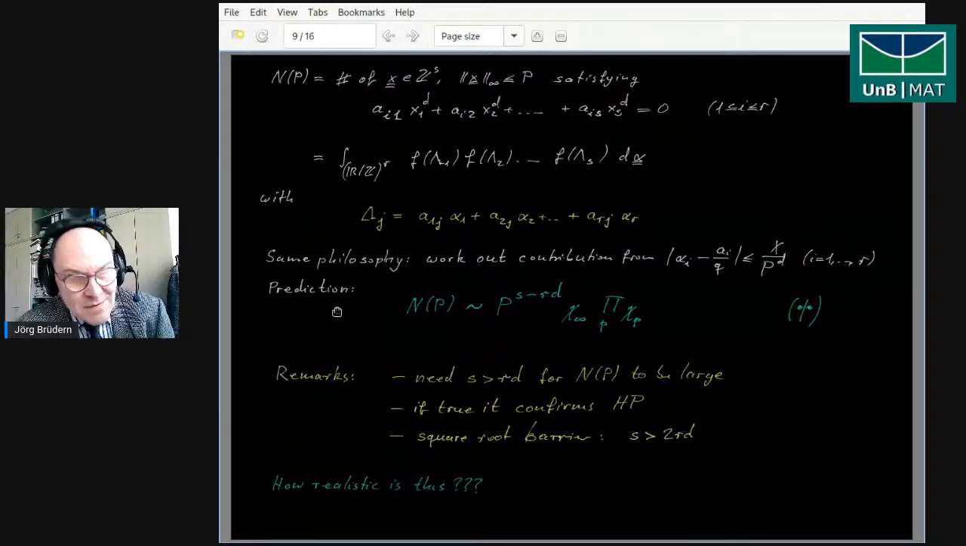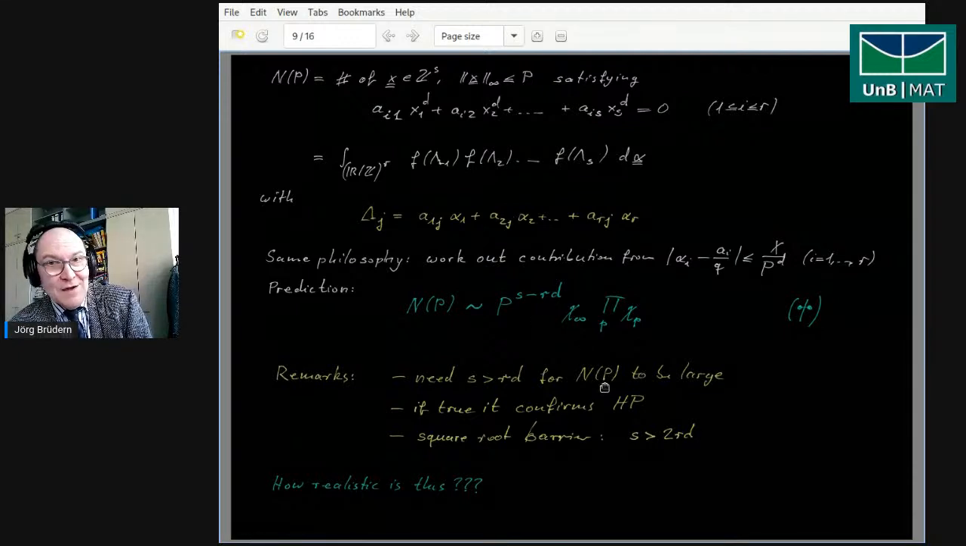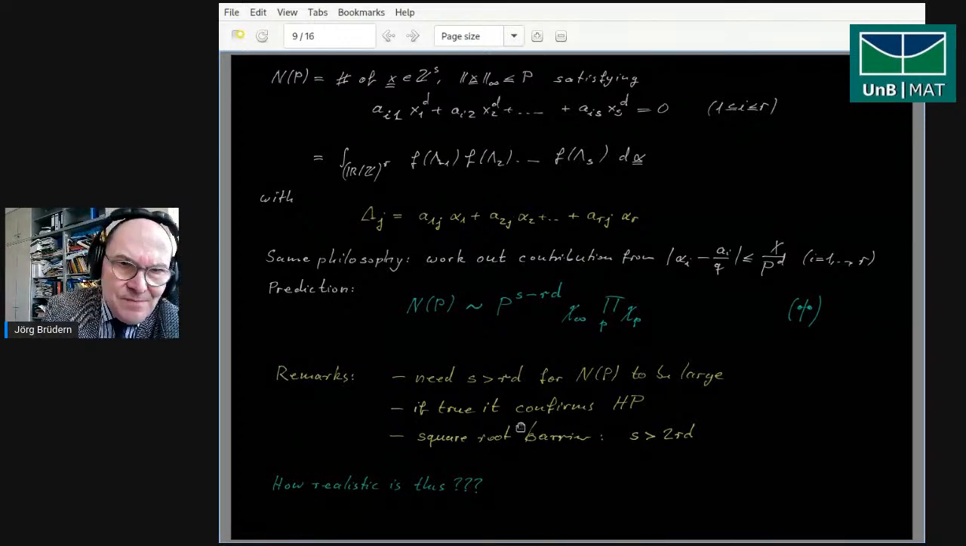So now a few remarks. Even if this is true, it's helpful only under certain conditions. We should have S to be bigger than what is subtracted for n of p to be large from this. If it is true, it confirms the Hasse principle. And therefore, we should have something like S is bigger than r times d plus a constant, whatever that is. And the square root cancellation barrier now reduces to S is bigger than 2 times r times d. You should remember this, because that is the threshold for the circle method to perform. 2 times the number of equations times the degree.